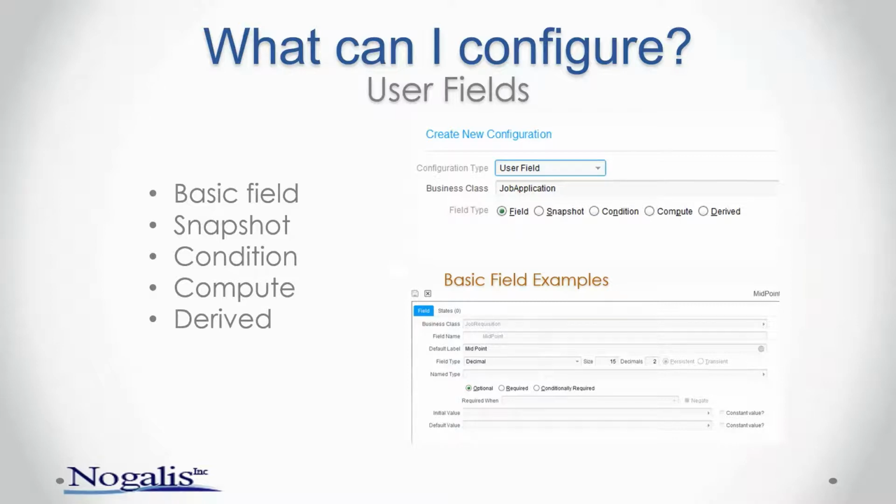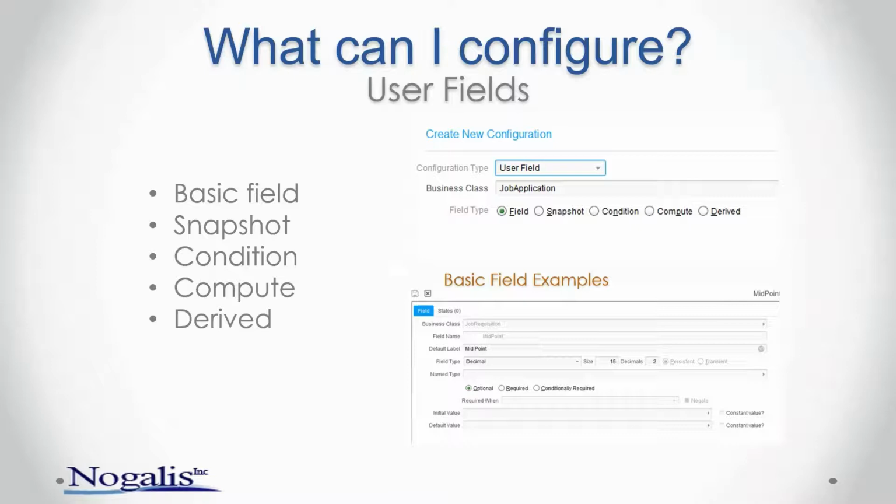The basic field to do that, you would select the field type of field. And on your business class, whatever business class you're adding it to, you can give it a default label. And then when you add it to a form, you have the ability to change that label. You can say what type it is, and you can say whether it's optional, required, or conditionally required. If it's conditionally required, then you would add a condition, and you can set the initial and default values, and those can be constants or literals.